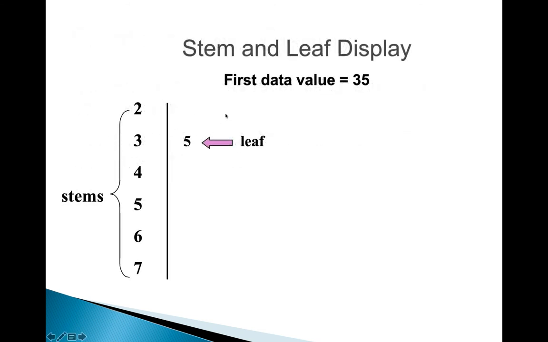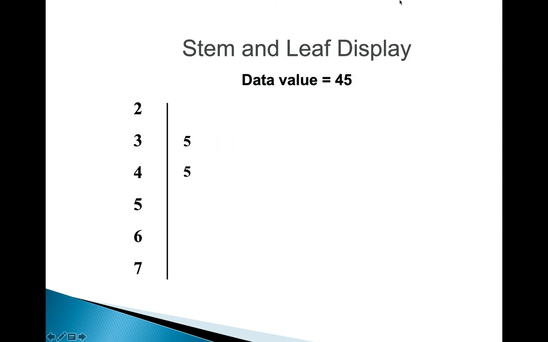Okay, so you want to label it. You want to give a key. It's probably easiest to say the first data value equals 35, or show a 3 line 5 equals 35. However you want to put it. Then the next data values are 45, 42, and so on.